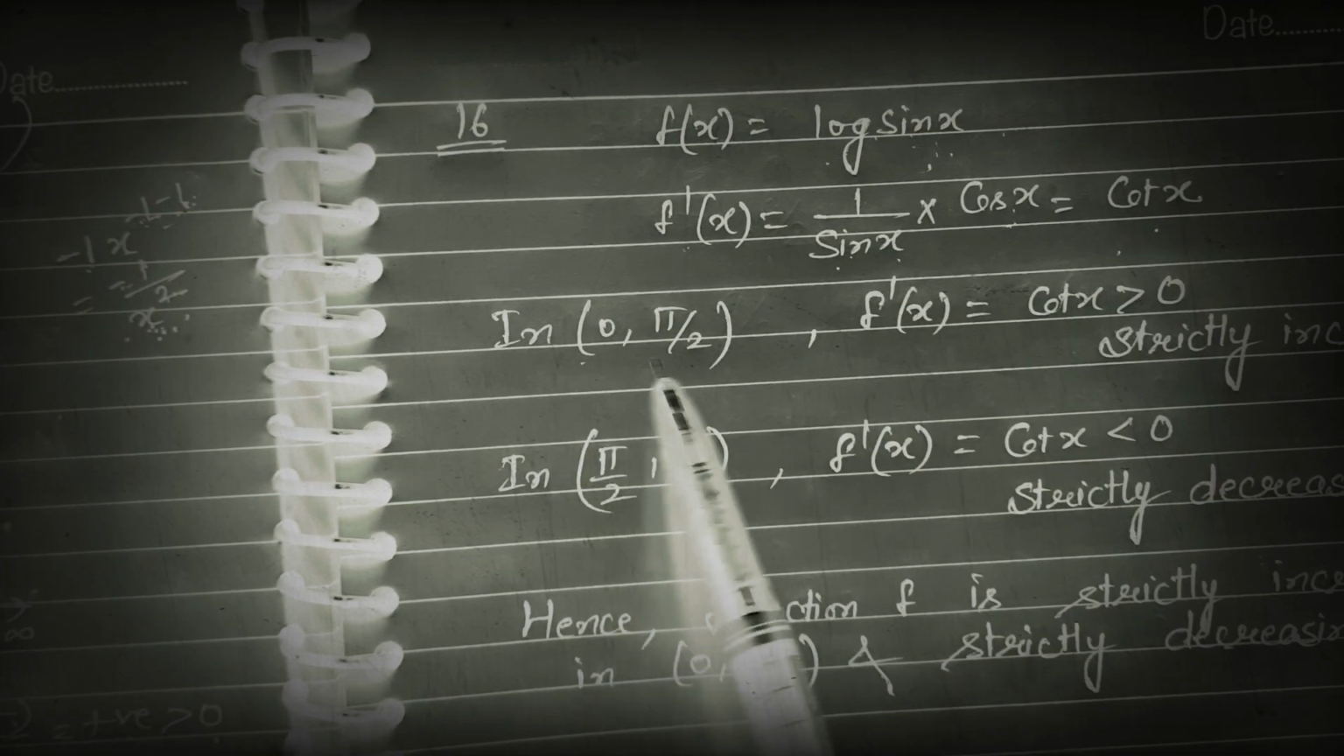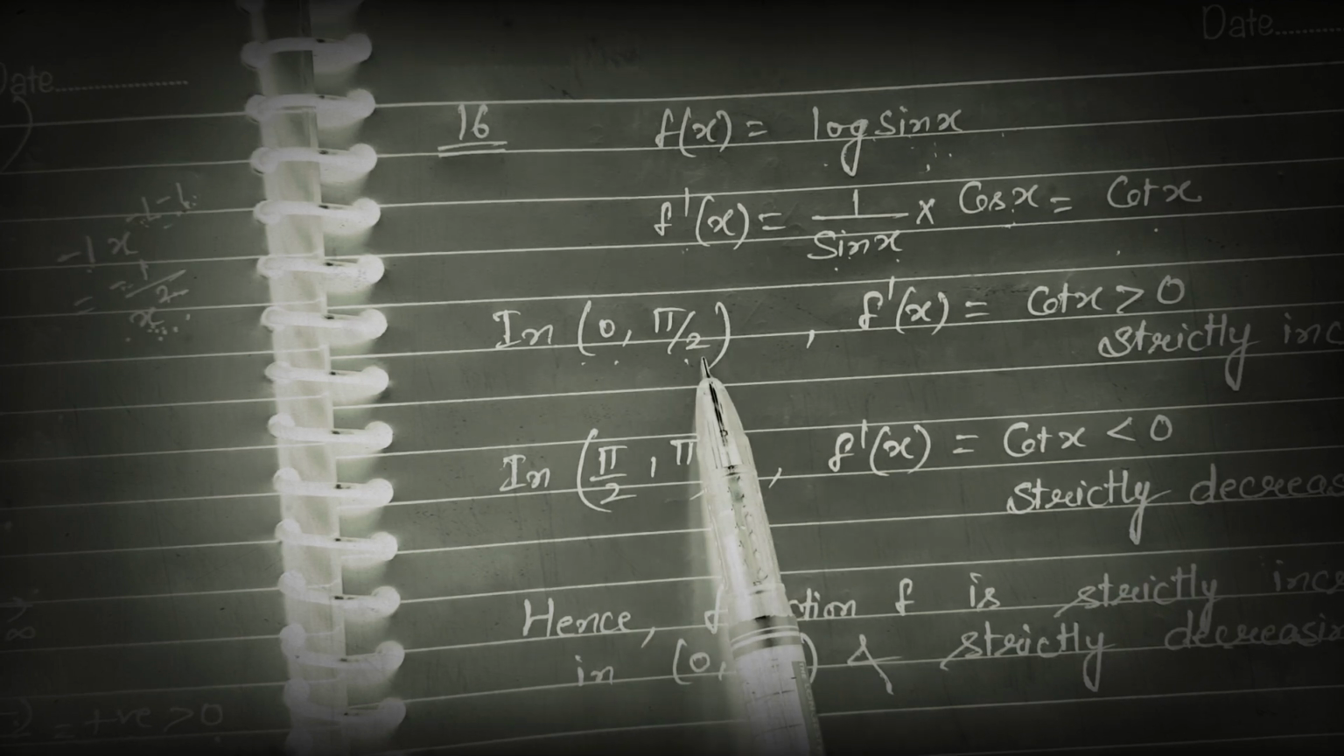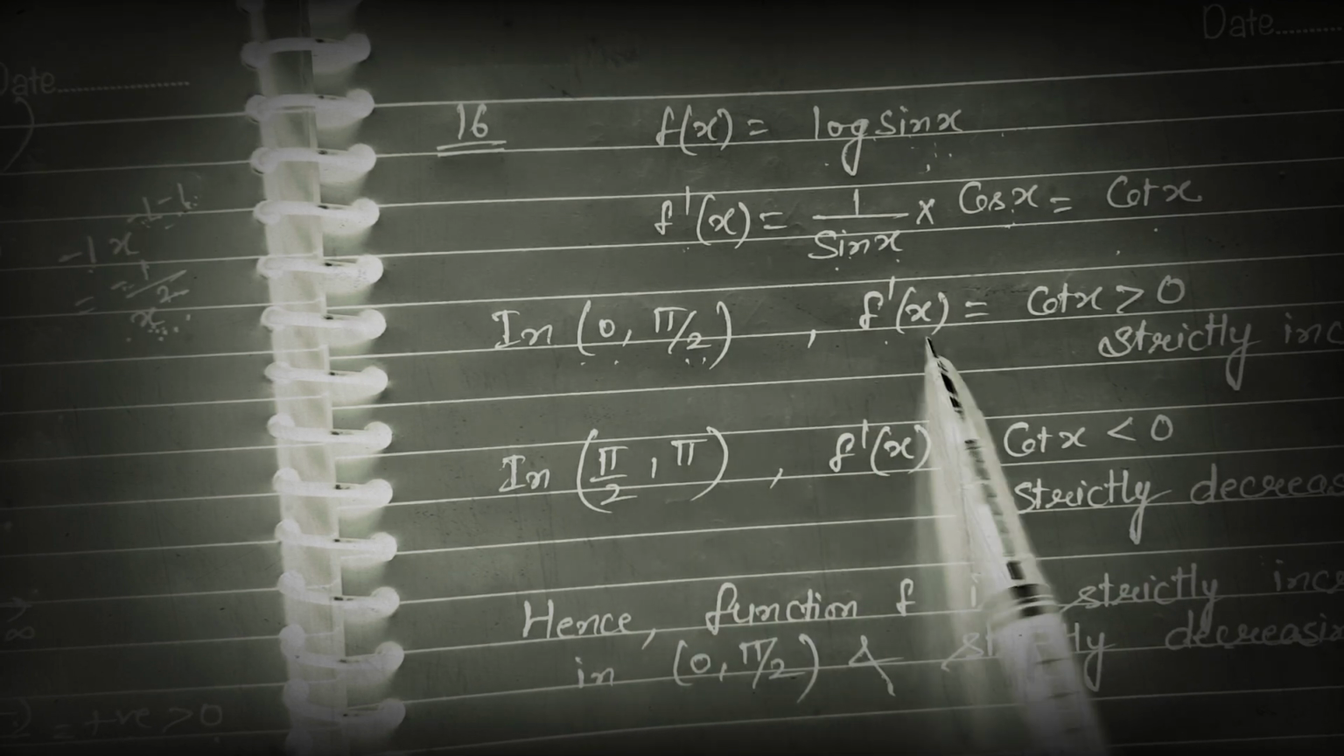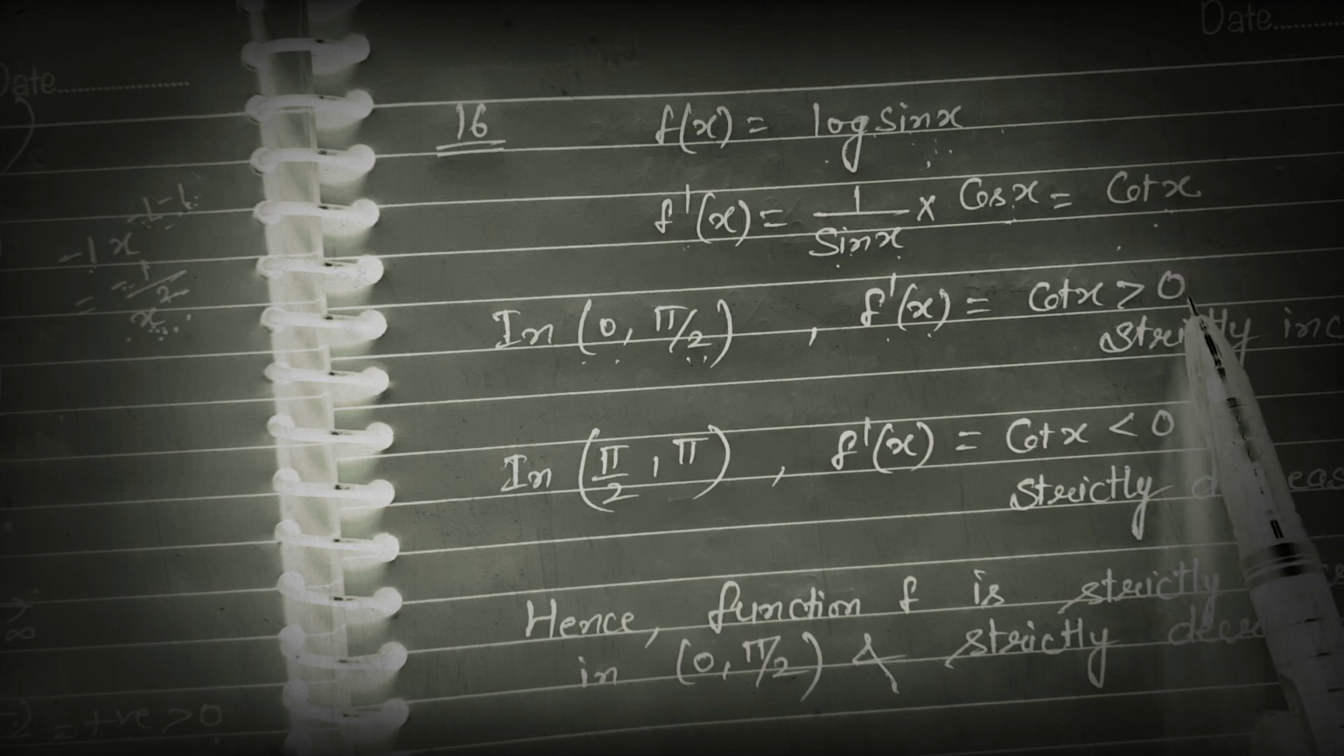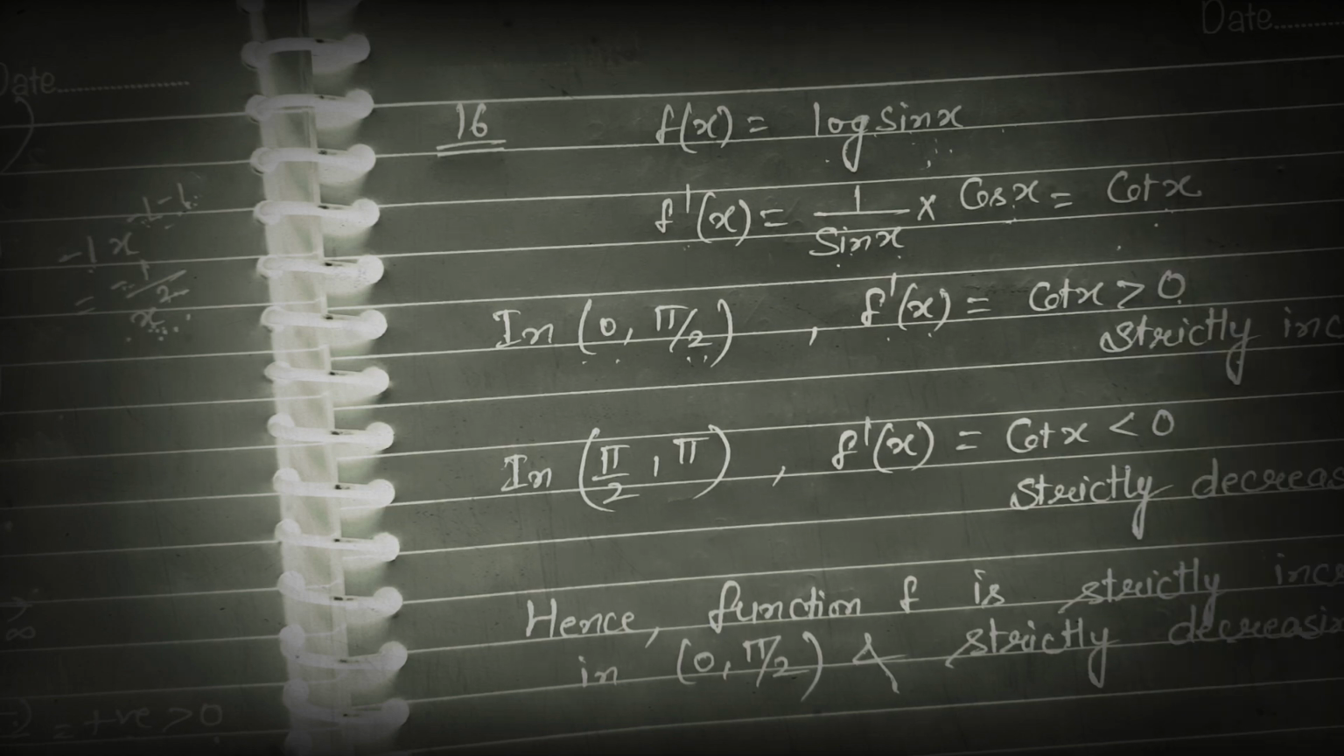Now in 0 to pi by 2, 0 to pi by 2 means first quadrant. F dash x is equal to cot x, and cot x is positive in the first quadrant. So it is strictly increasing.